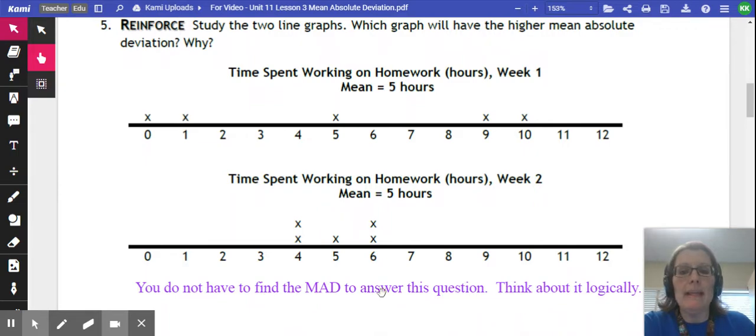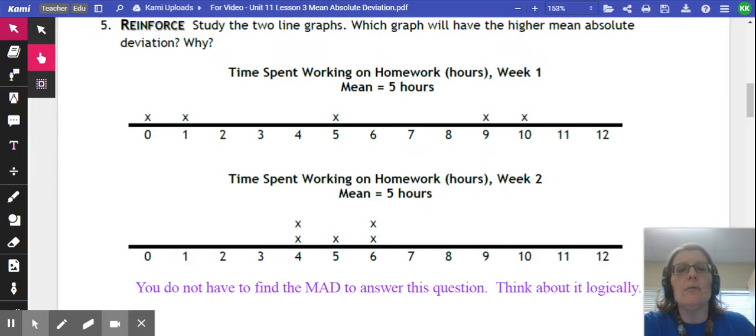And as you see my hint at the bottom, you don't actually have to calculate the mean absolute deviation in this question, if we just think it logically. So the first one, both of them are the time spent working on homework. The first one is week 1. The second is week 2. I noticed that they both have the same mean. So the mean is 5 for both of them.